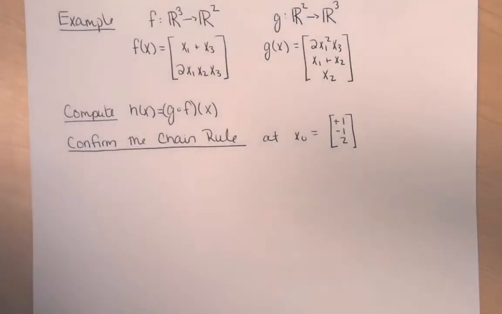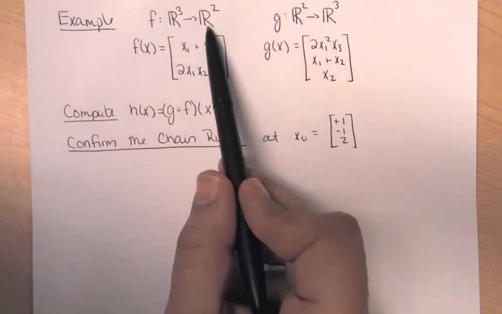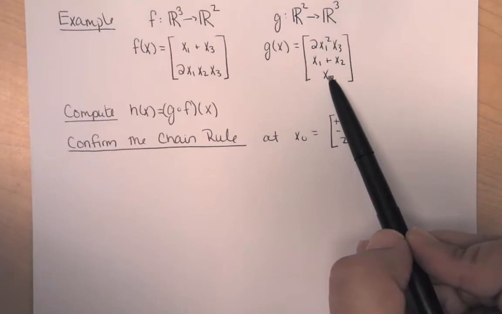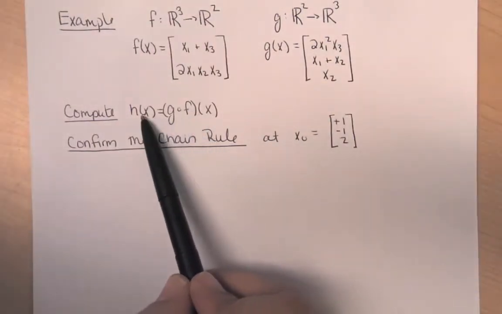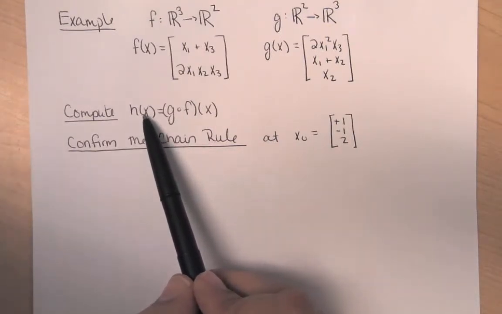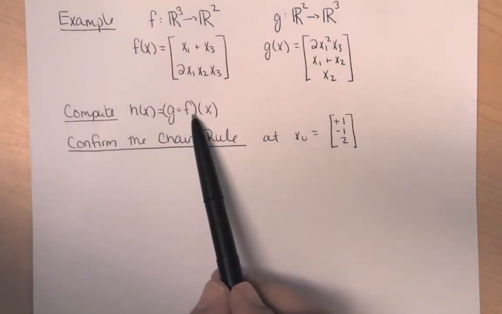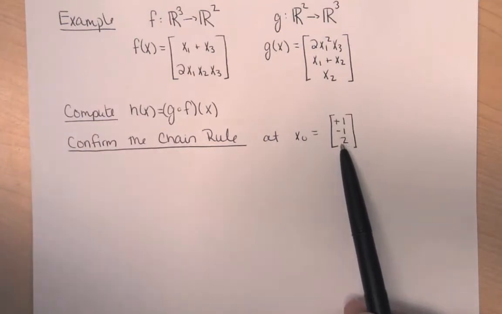So let's see the chain rule in action. Let's consider an example, a function f that maps three-dimensional vectors to two-dimensional vectors, and g is a map from R2 to R3. So let's do two things. Let's compute the composition. In other words, let's express the composition as just a function of x so that we can take the derivative directly. And then let's compare that to the derivative of g evaluated at f of x naught times the derivative of f evaluated at x naught, where x naught is (1, -1, 2). So we'll confirm the chain rule at a particular point.